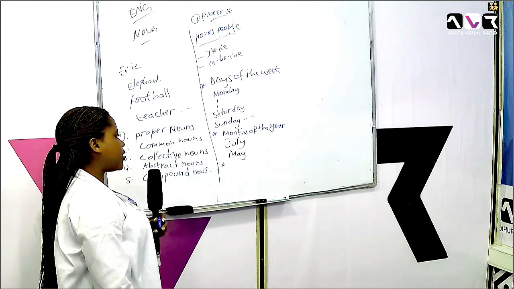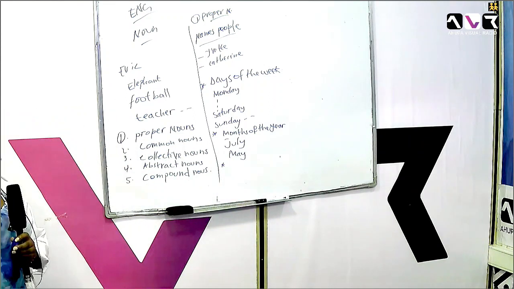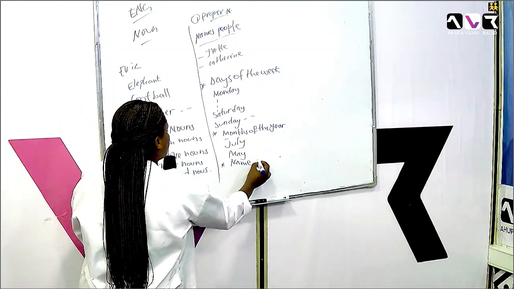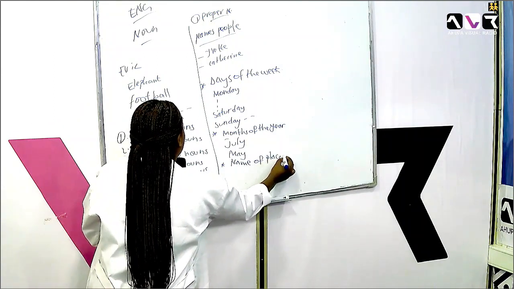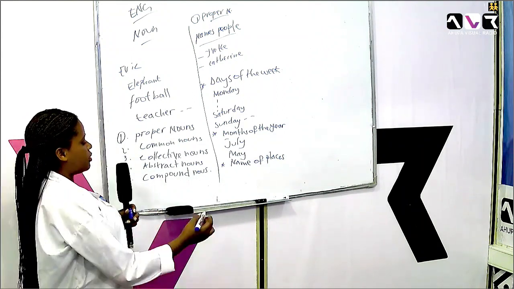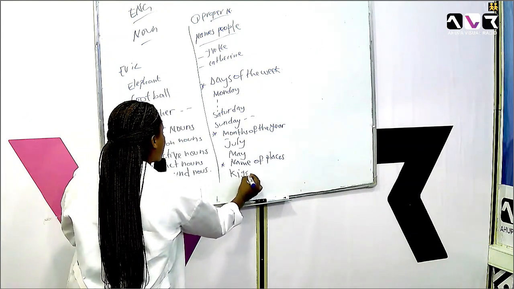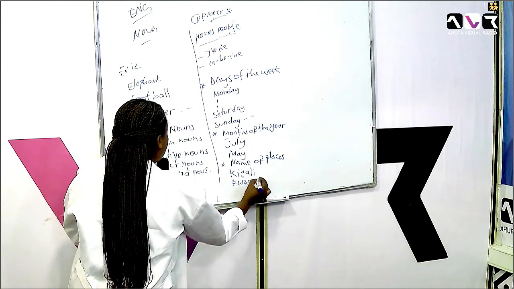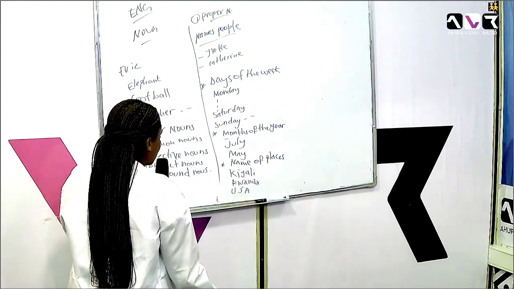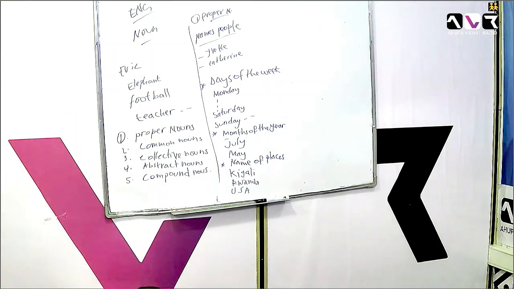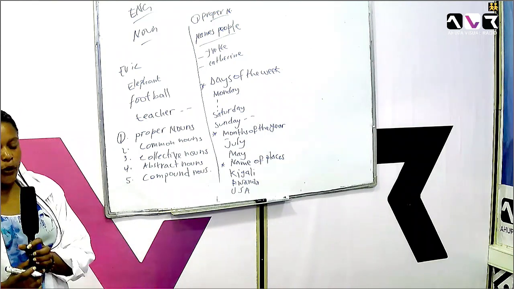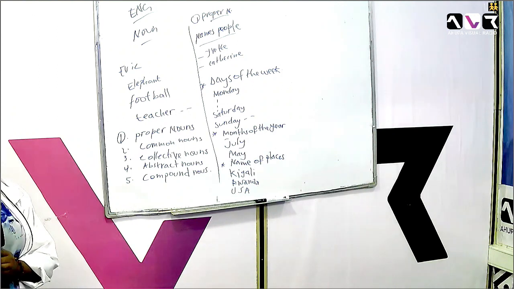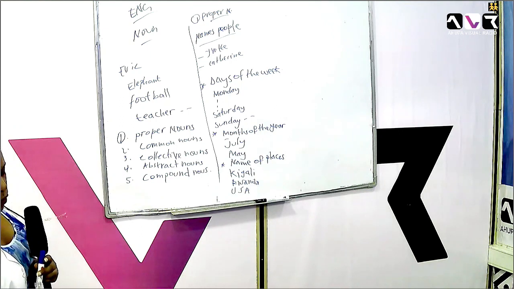Other kinds of things we can find in the proper noun, we can find name of places. When you say Kigali, it is a name of a place, Rwanda, USA, United States of America. You can find the name of countries, district, sectors, village, cell, and so forth, in the places or areas.